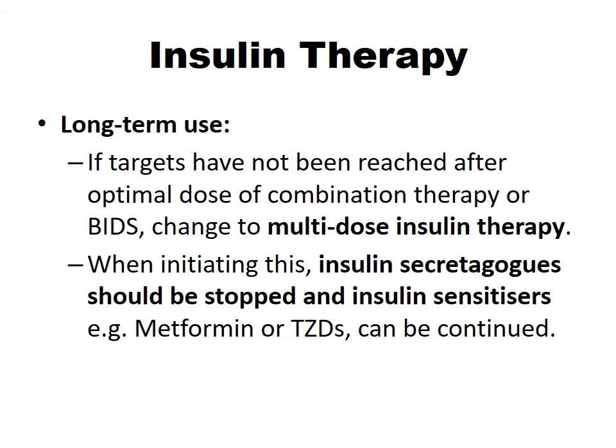Long-term use of insulin is recommended in type 2 diabetes when multiple drug or combination therapy is ineffective in reaching the target blood glucose level. Then here we change to multi-dose insulin therapy. When initiating insulin therapy, sulfonylurea or other insulin secretagogues, drugs that stimulate insulin secretion from pancreatic cells, should be stopped, but insulin synthesizers such as metformin or thiazolidinediones can be used.